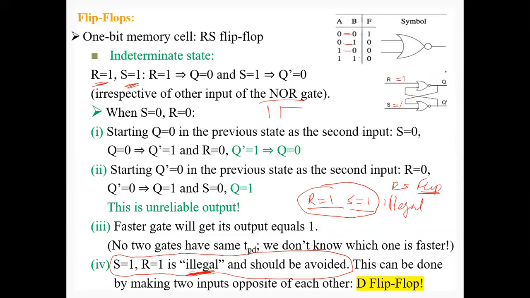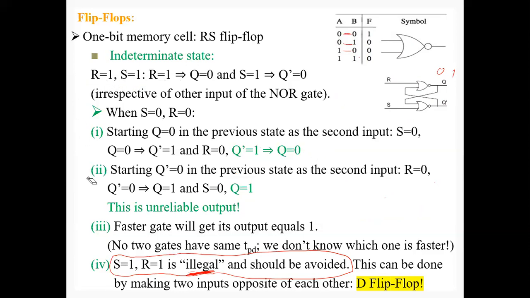Here. Your output is here, either 0 or 1. But the thing is that there is one more problem here. We have an illegal condition. Q and Q prime are the same, which is illegal. We should avoid that. To avoid that, we have to modify this RS flip-flop, and the modified version of the RS flip-flop is called the D flip-flop. That D flip-flop does not have that problem. Let me see how that can be done.